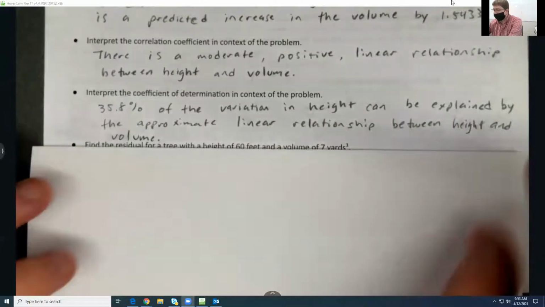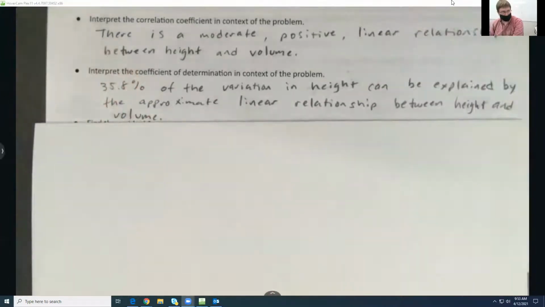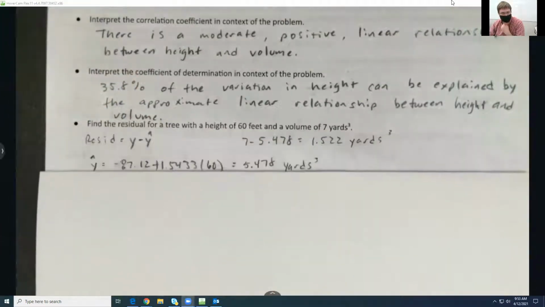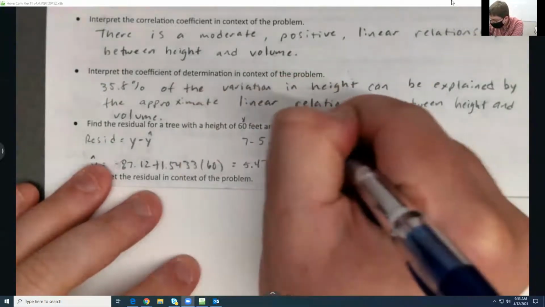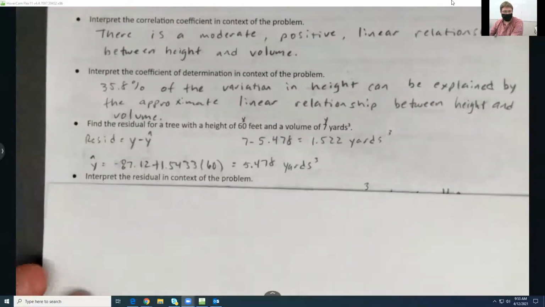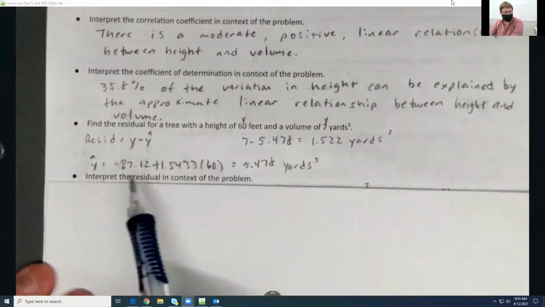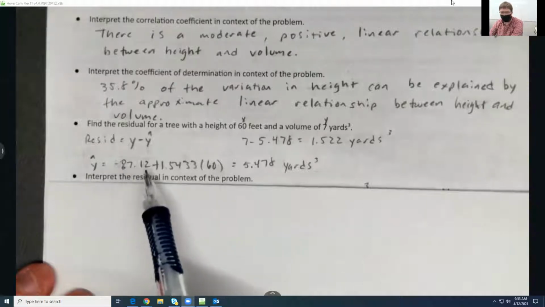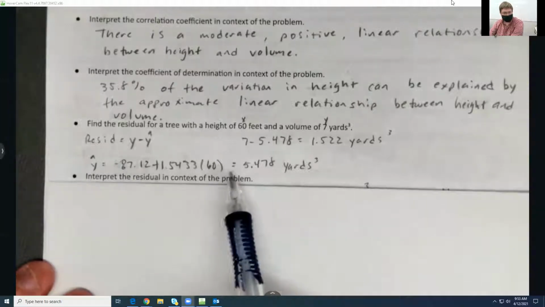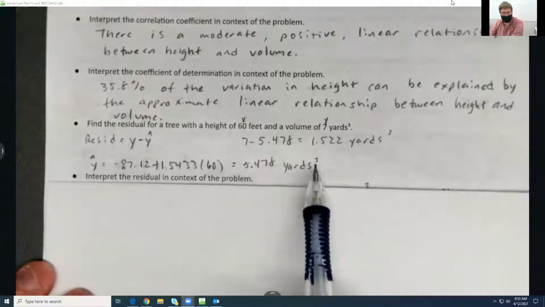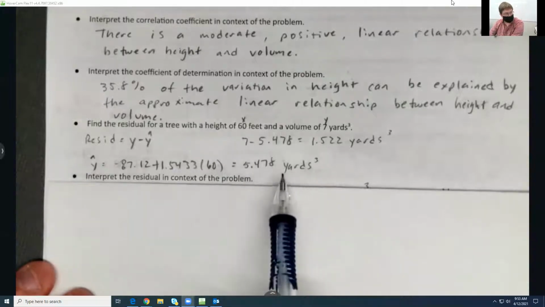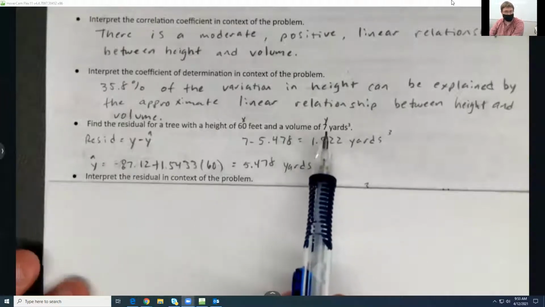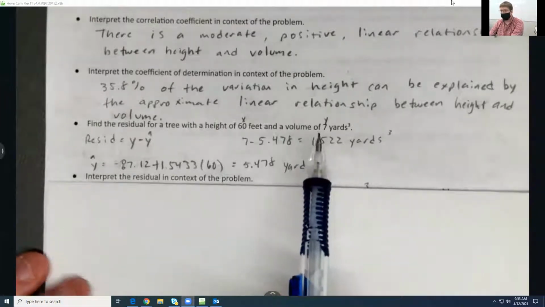All right, for the residual, this is the part where most people left things blank or were thinking. So with residual, you take your formula and you plug in the X that they give you. This is the X variable they got, and this is the actual Y variable they got. So I'm going to take the 60, plug it into my equation. I got negative 87.12 plus the slope times 60, and I get 5.478 yards cubed. So this is my predicted Y. Based on the measure of the tree, height-wise, the volume should be this. But in real life, that actual tree was 7. So there's a difference there.